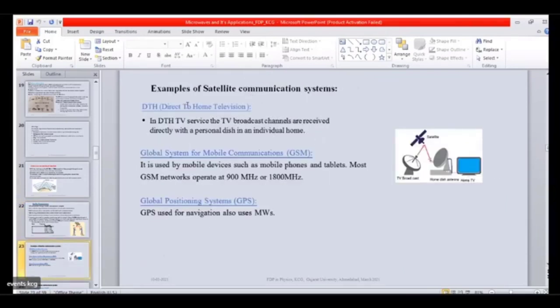And here are some examples of the satellite communication systems. Direct to home television. We are watching the television at our home because of the satellite communication, right? Then the global system of mobile communication, GSM, you are familiar with this. This system also uses the microwaves. Then GPS system used for navigation, it also uses the microwaves, right?